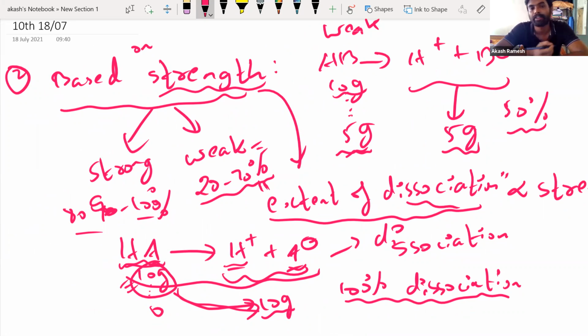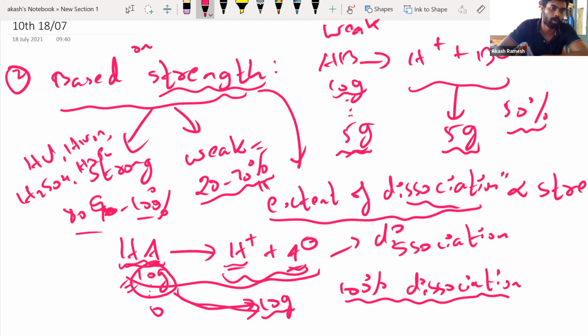Okay, right, fine. Now what can be examples? For strong acids, the normal acids you all know: HCl, HNO3, H2SO4, H3PO4, all of these come under strong acids. Now when I want to talk about weak acids, say acetic acid, CH3COOH.